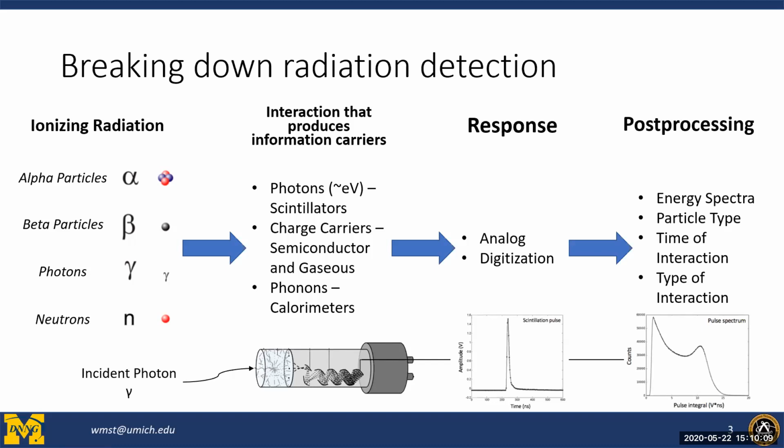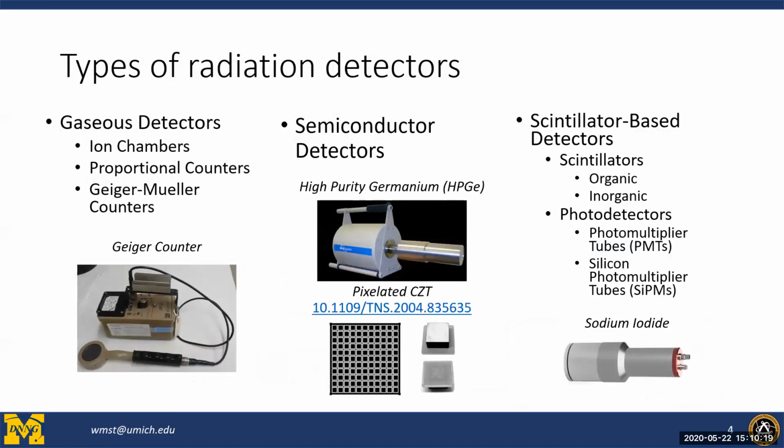So going further into this, this is just a generalized idea of radiation detection, but what are some actual detectors that are out there? I've broken this down into three subcategories. Of course, this is not all-encompassing, and as I'll discuss, there is overlap between the three. But this is to just give you a general idea of some of the detectors that are out there.